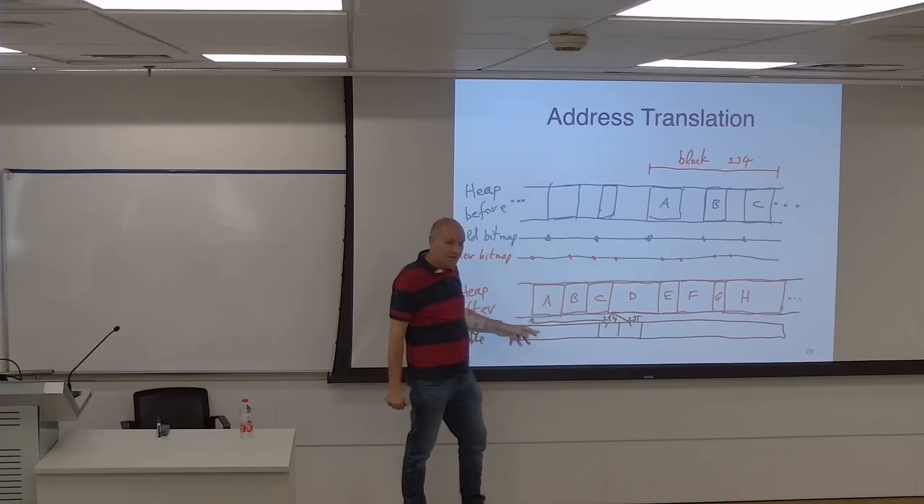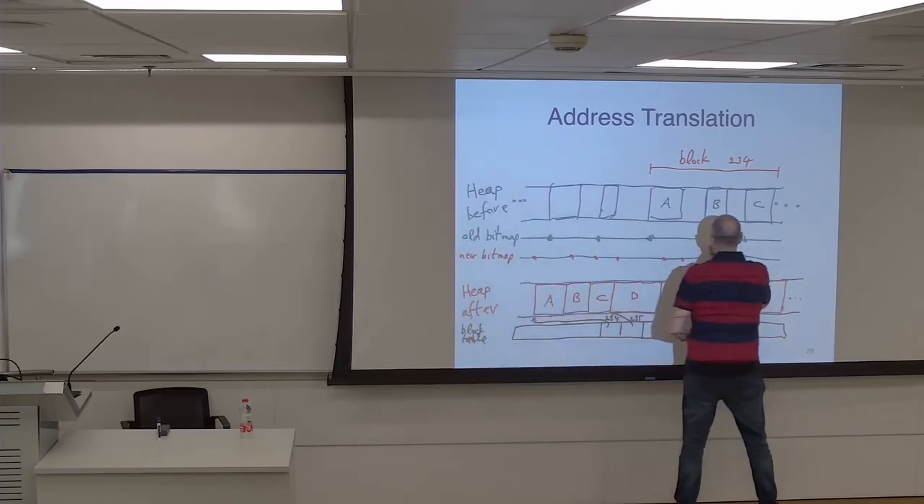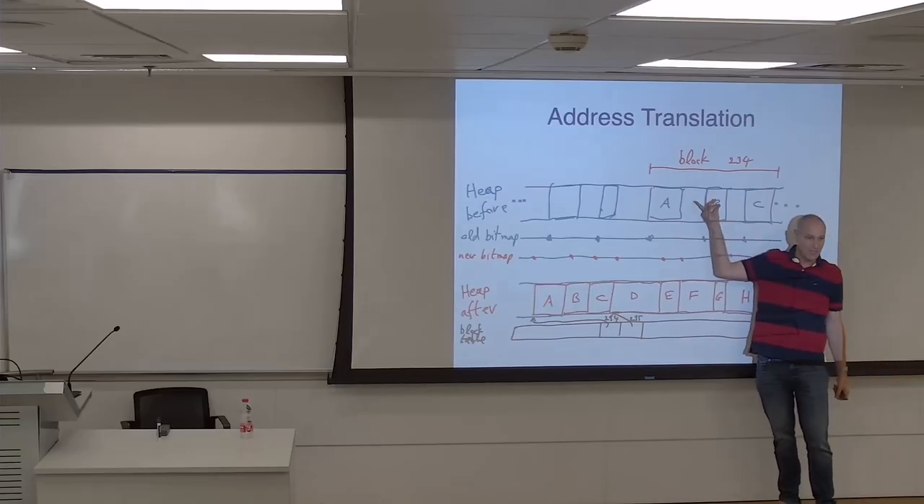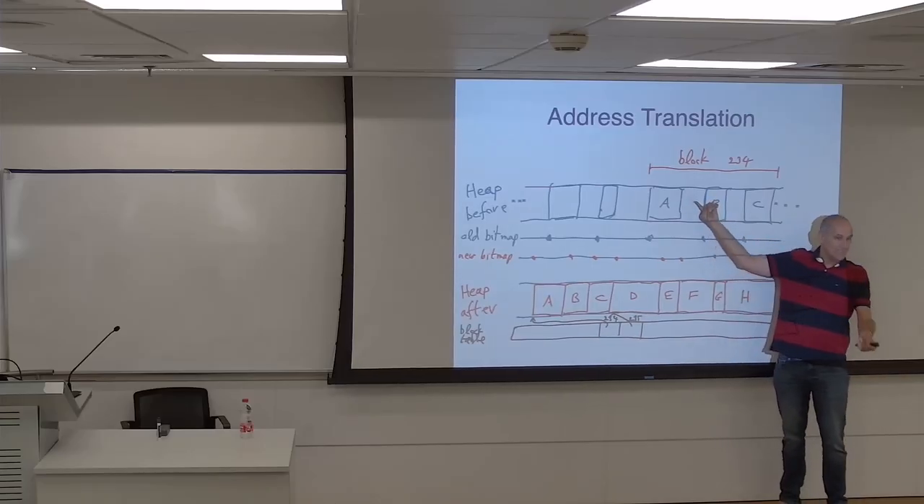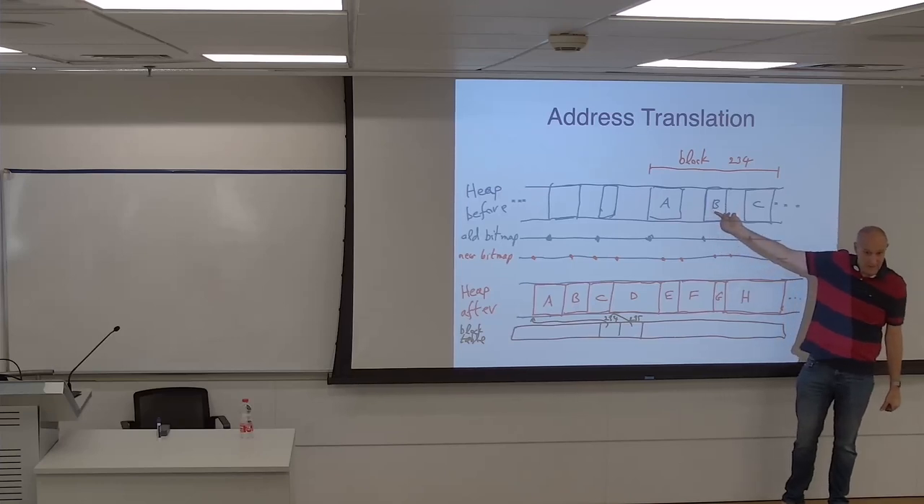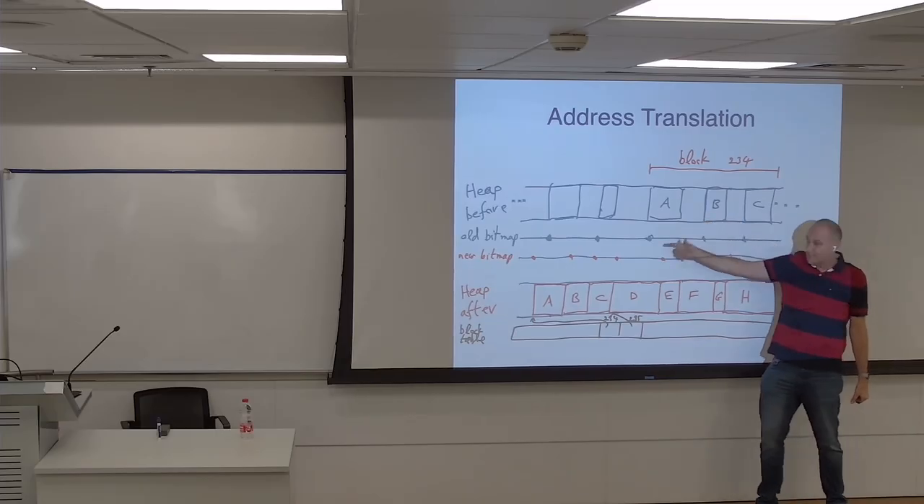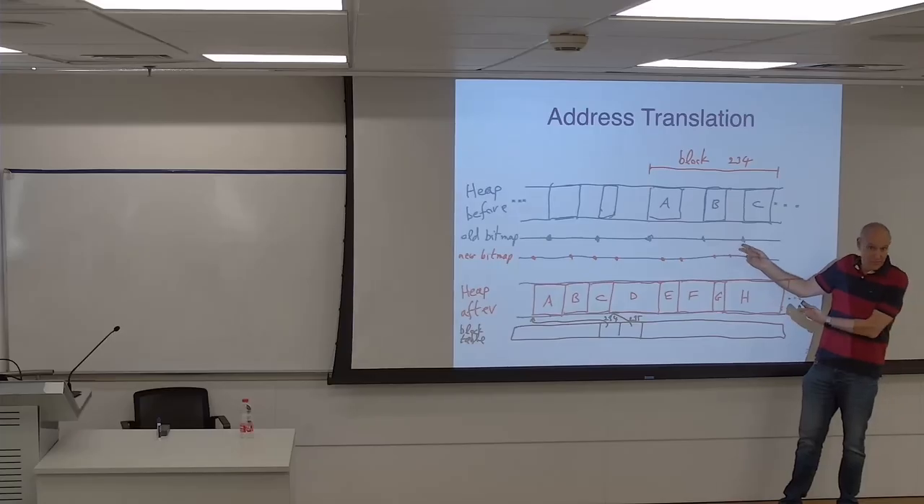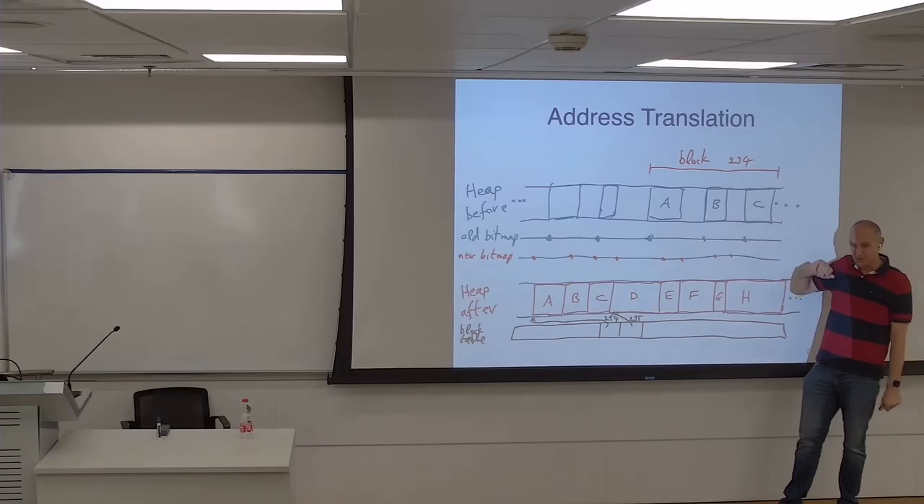Now, if I want to know where B moved, how do I do this? First of all, I want to know what its ordinal number is. Is it first, second, third? How do I know that? Inside the block, yes. Exactly, I count how many bits there are. So C is the third bit, so it's the third in the block, right? So I want to know where C moves.